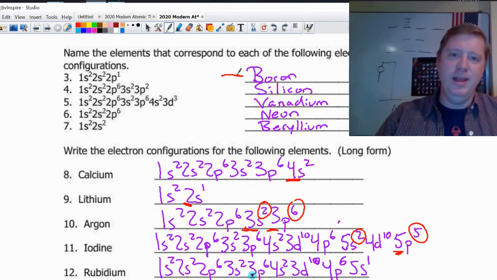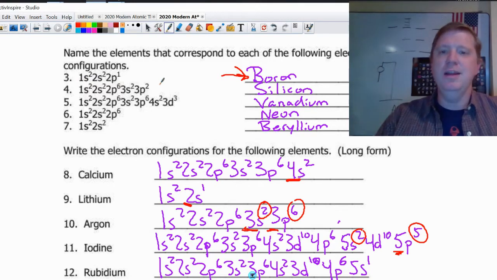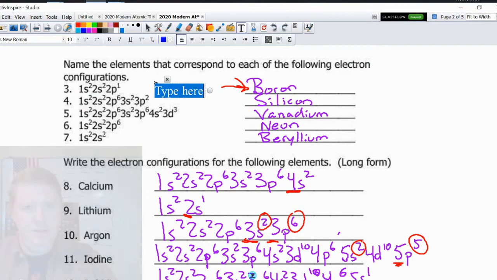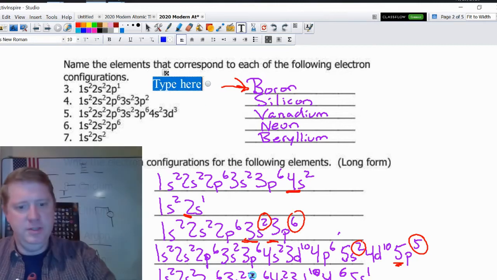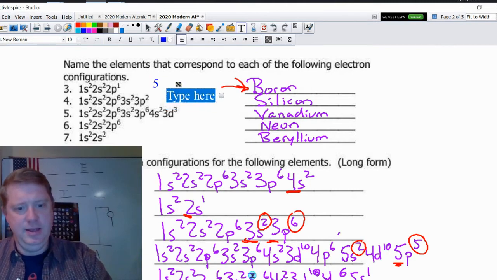And then you look up what is element 5, and that's boron. So if you check the others, you'll see the exact same pattern. If you just add together the superscripts, you can identify the element. So we have 2 plus 2 plus 1 is 5. Then we have 2 plus 2 plus 6 plus 2 plus 2, and that is 14.